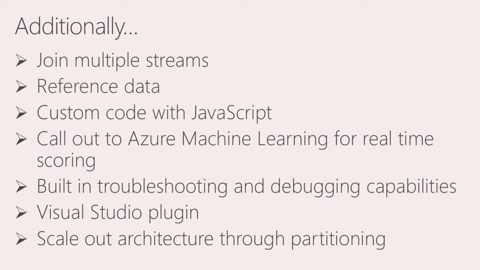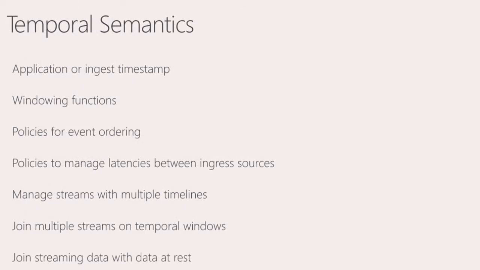Apart from the simple SQL-like language, I can join multiple streams of data together. I can add reference data. I have custom code in JavaScript. Until now, we did JavaScript user-defined functions. Now we allow you to actually do user-defined aggregates, which I will talk about a little later. You can call out to machine learning models. As of today, I'm also announcing how you can use anomaly detection machine learning models which are built into your Stream Analytics pipelines, which I will show you in an example. Built-in troubleshooting, debugging, Visual Studio plugin, and the scale-out architecture that I already talked about.